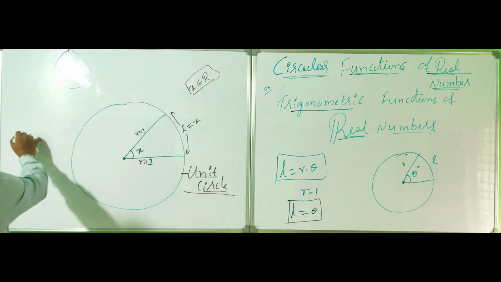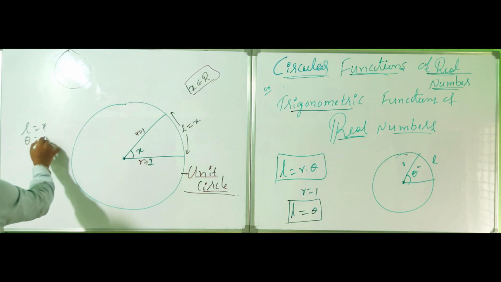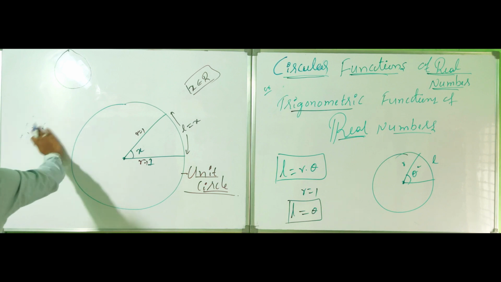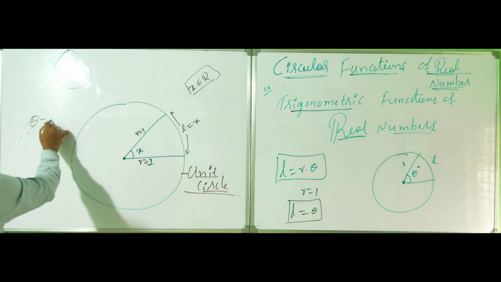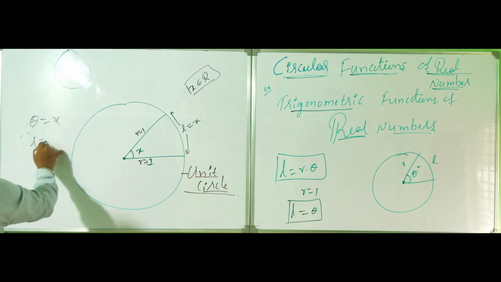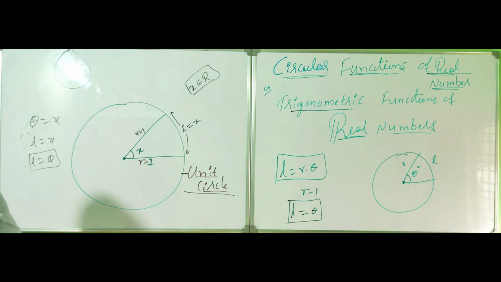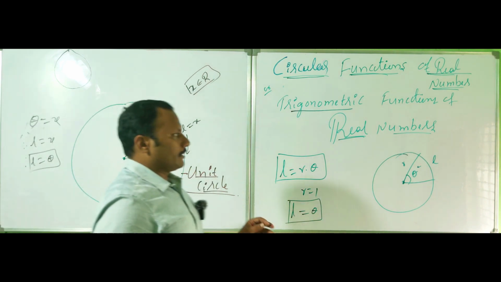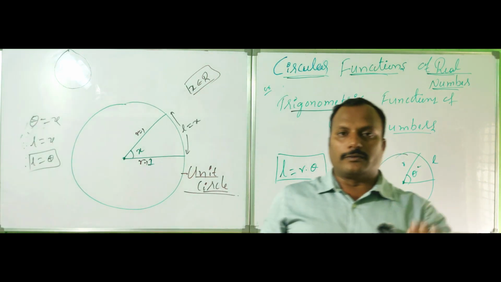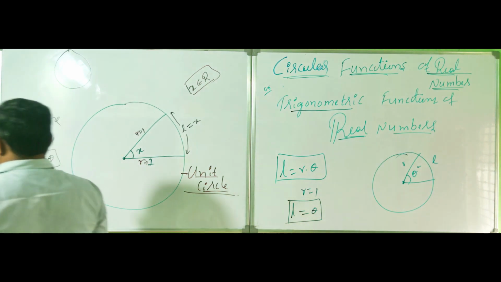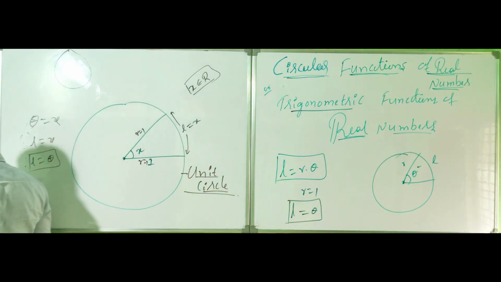Here theta becomes x and L becomes x. L becomes also x and theta becomes also x. Here we are taking theta as any random value, therefore L also becomes x, because L is equal to theta. This is the base. From this onwards, we are going to define the remaining trigonometric values.